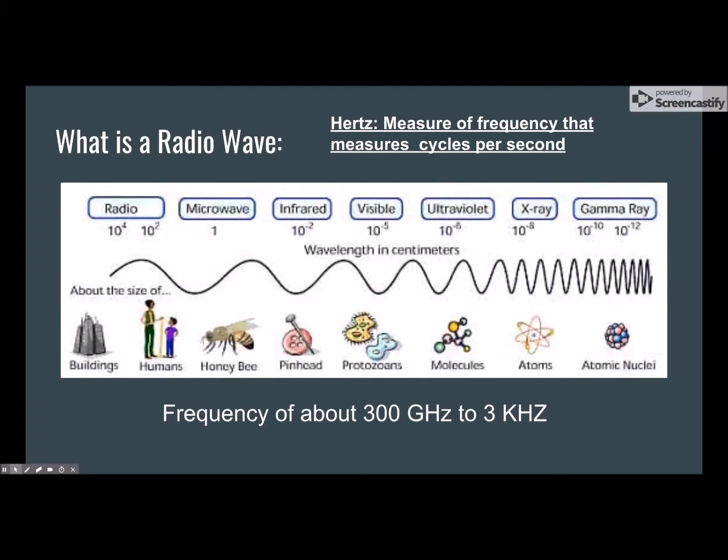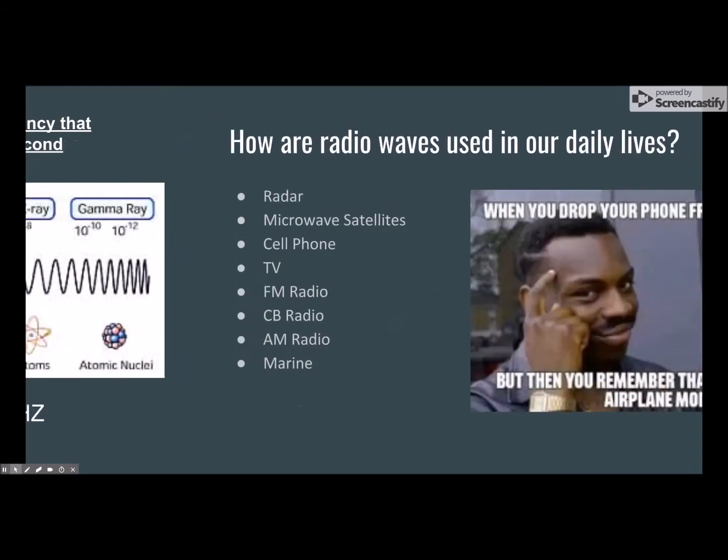So what is a radio wave? A radio wave is a wave on the electromagnetic spectrum, in which electromagnetic waves are waves that are created by the vibrations and tensions between electric fields and magnetic fields. And so radio waves have a frequency of about 300 gigahertz to 30 kilohertz, in which hertz is the measure of frequency that measures in cycles per second.